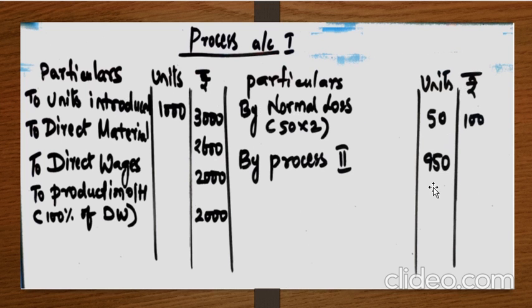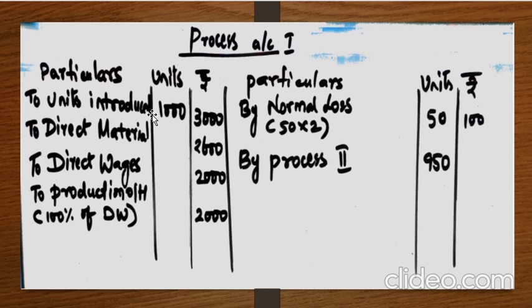So by this what you understand is there is no abnormal loss. As I have told you all, if the input is more than your output, then you will have your abnormal loss here. That means there is some loss incurred in your output. That is why it is less than your input. But here also it is 1000, and when you add up the number of units here also it is 1000. So there is no abnormal loss. So in this process it is nil.